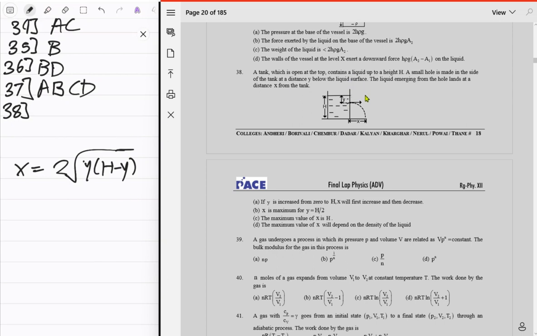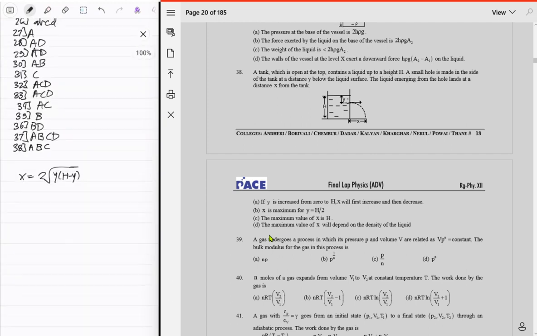It will be maximum here and then decrease, so A looks correct. And what else? X is maximum for y equal to h upon 2. Yes, B is also correct. And the maximum value of x is h. Yes, C is also correct. Maximum value of x will depend on the density of the liquid. No, it won't. Next, 39.